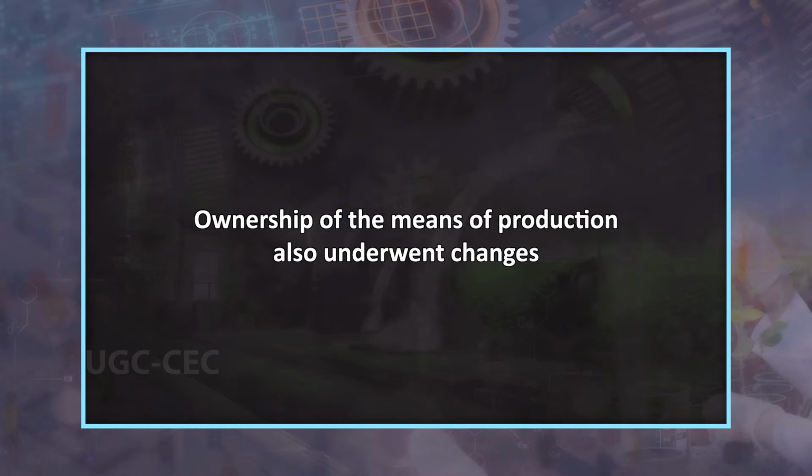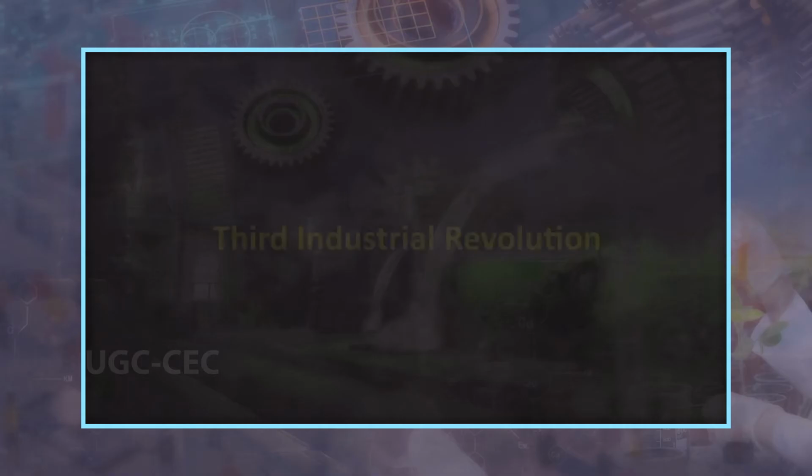Ownership of the means of production also underwent change. In the first half of the 20th century, many countries of Europe socialized basic sectors of their economies. Therefore, the second industrial revolution marked a significant technological and economic growth period that further shaped the global economy.